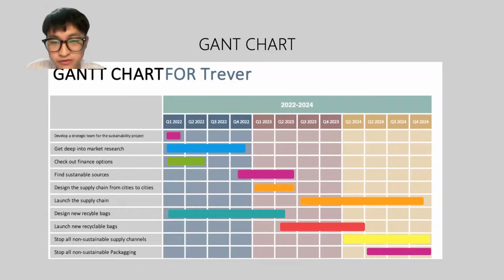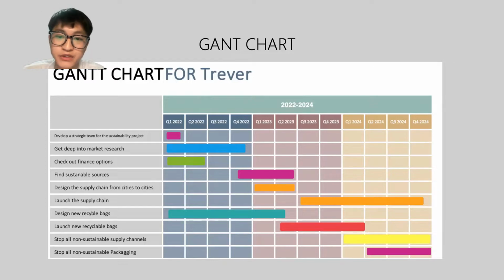During the first milestone for Trevor, in the first quarter of 2022, we will develop the strategic team for these projects. From the first quarter to the fourth quarter of 2022, we will go deep into market research. And for the first to second quarter of 2022, we'll look at the financial options in order to run this project for the business. Then from the end of 2022 into the first quarter of 2023, we'll find sustainable sources for our product supply.